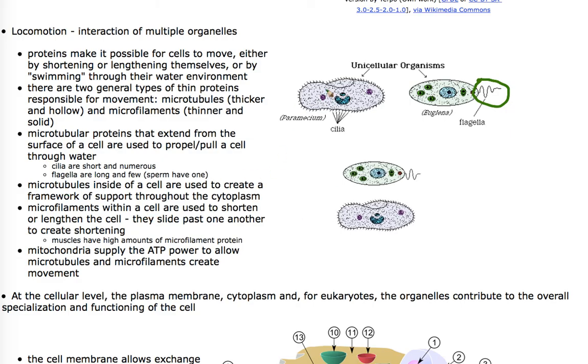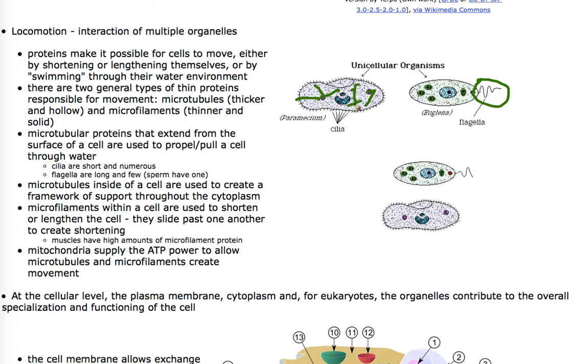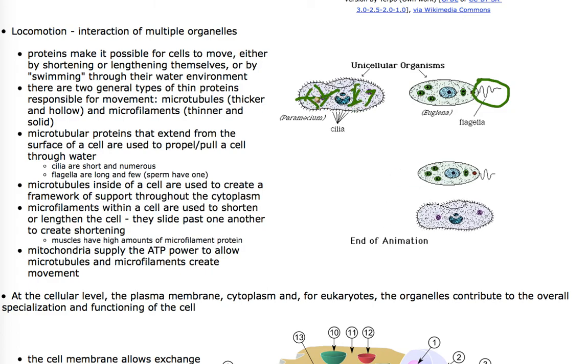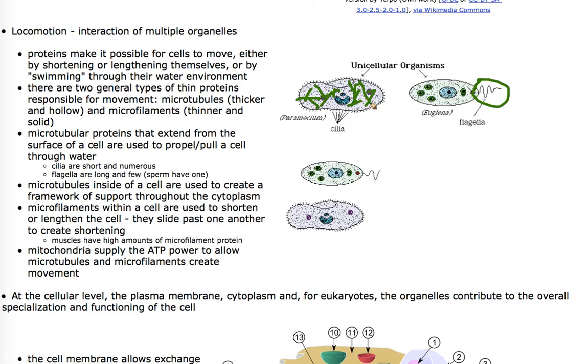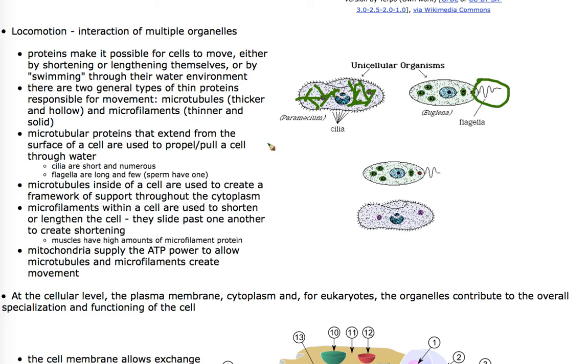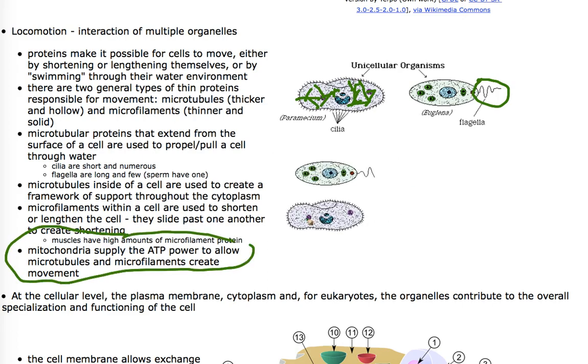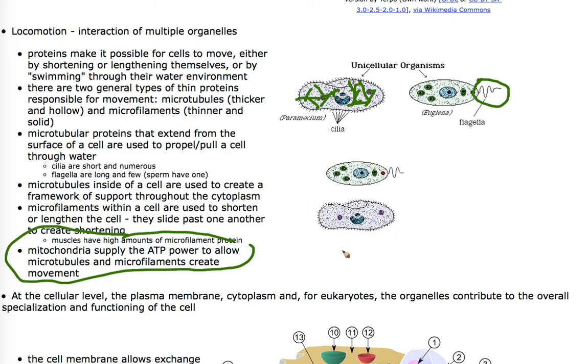Microtubules are also part of the intracellular framework of the cell. They're all over the inside. They form a protein matrix to add scaffolding to the inside of a cell, and they actually reinforce the inside of the cell. Mitochondria, remember, supply the ATP to power flagella and cilia.